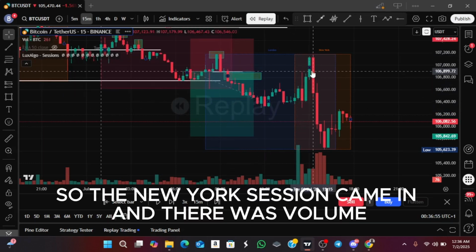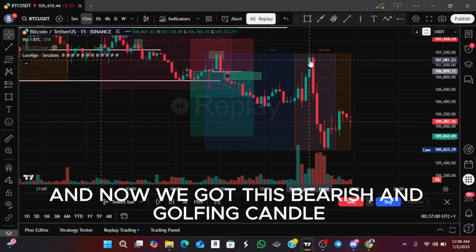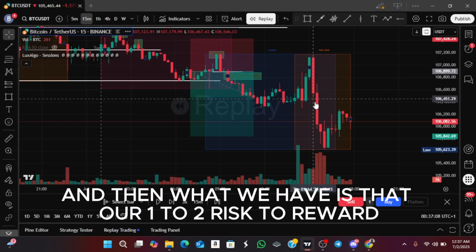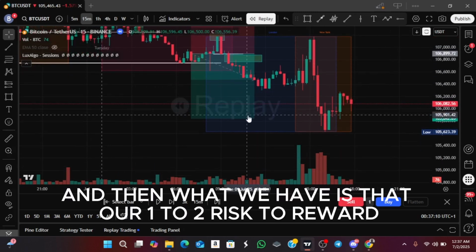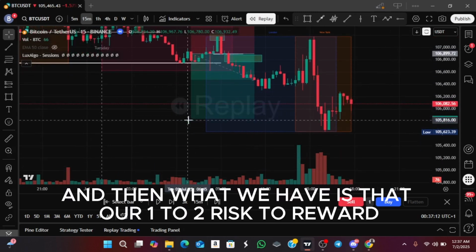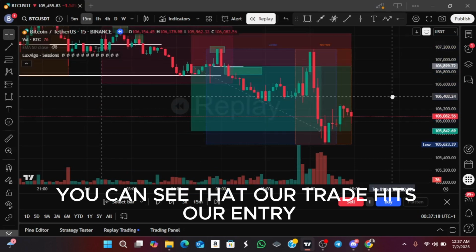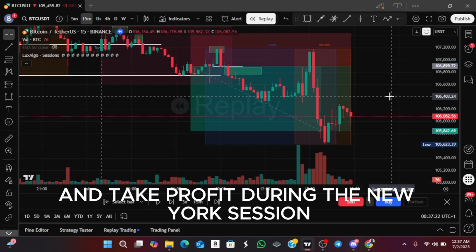So the New York session came in, and there was volume, and now we got this bearish engulfing candle during our New York session, hitting our entry, and then our 1 to 2 risk to reward was hit here. So this is it. You can see that our trade hits our entry and takes profit during the New York session.